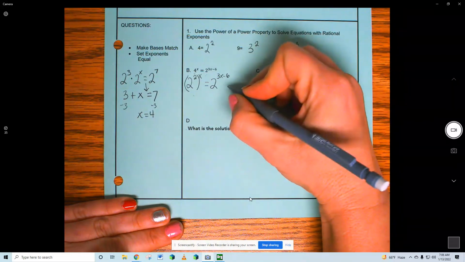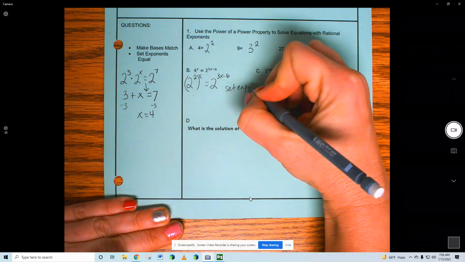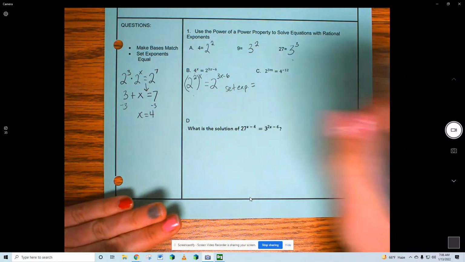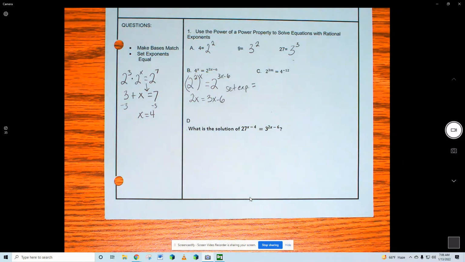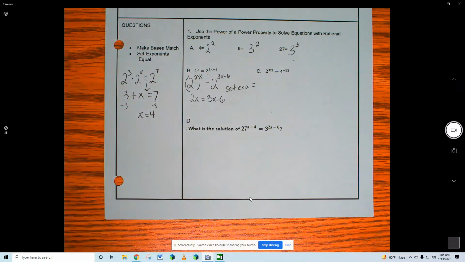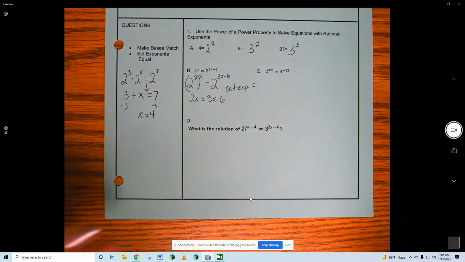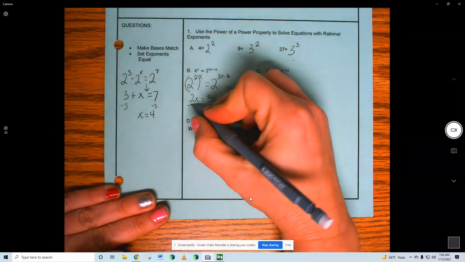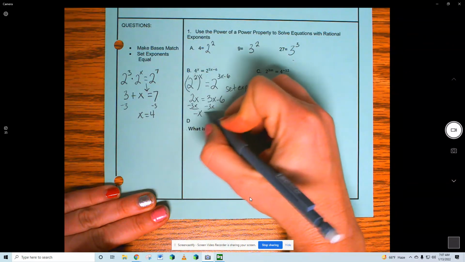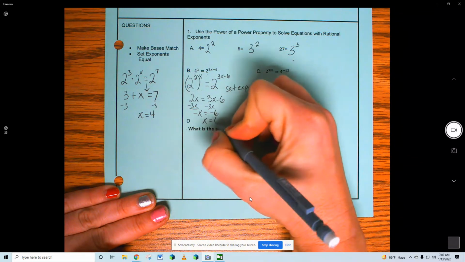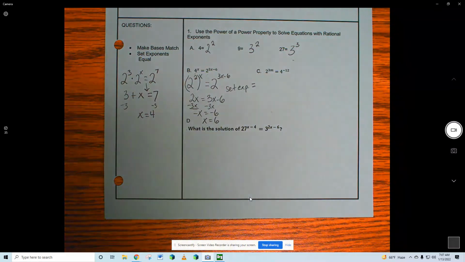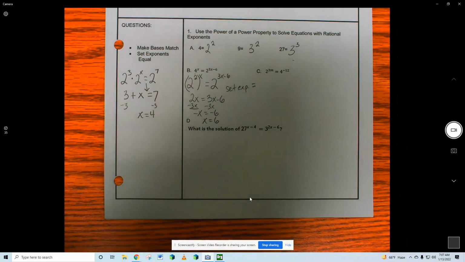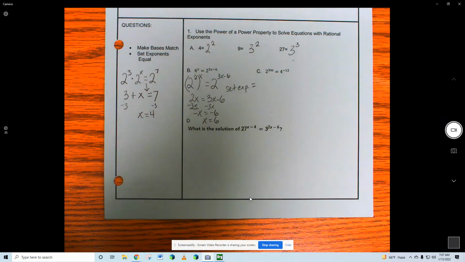So set the exponents equal. Set x equal. 2x equals 3x minus 6. And then you solve. Get the x's together, yeah? Negative x equals negative 6. X equals 6. So I'm setting the exponents equal to each other, and I'm solving the equation.